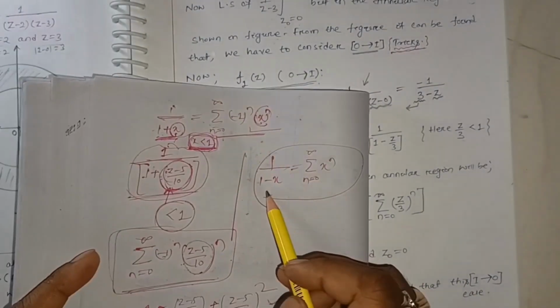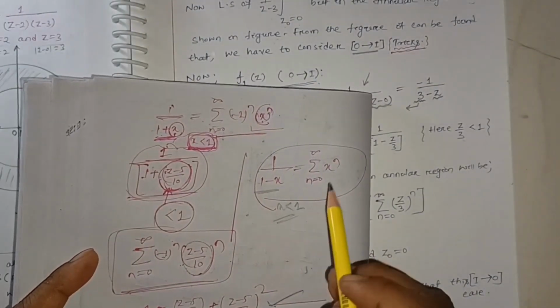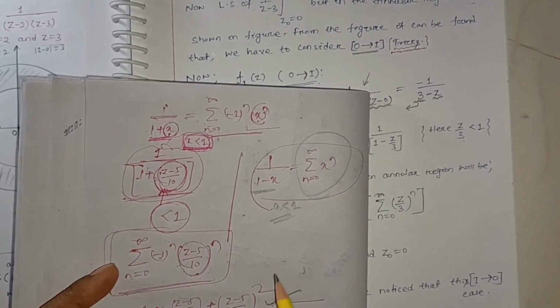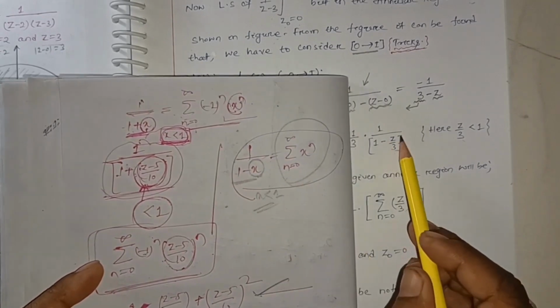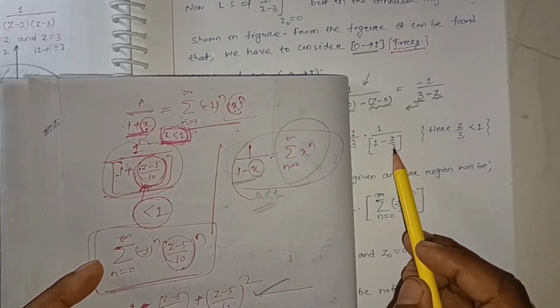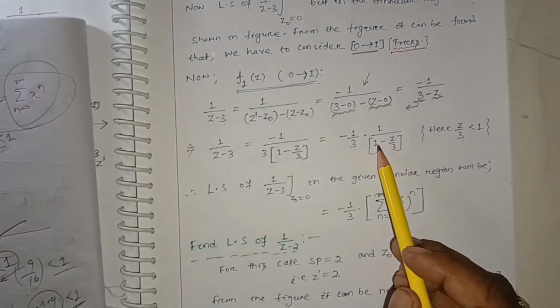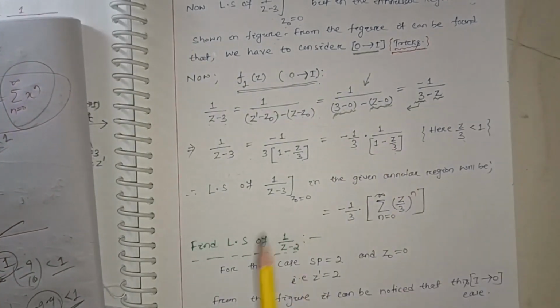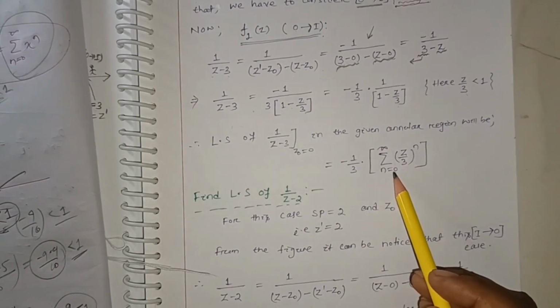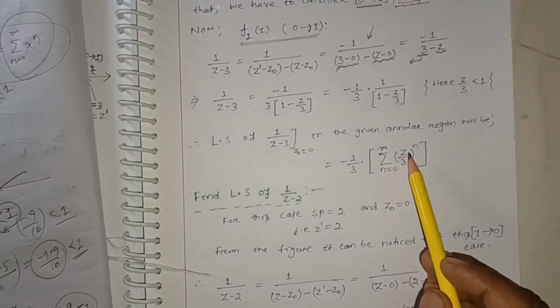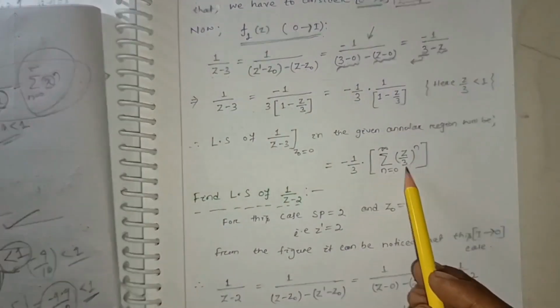If the format 1 by 1 minus x is there and x is less than 1, then it will be written in this format. So instead of x, here it is z by 3, which is less than 1. So what we have to write? 1 by 1 minus z by 3 will be written as summation over n equal to 0 to infinity (z by 3) to the power n. Instead of x, we have to write z by 3.